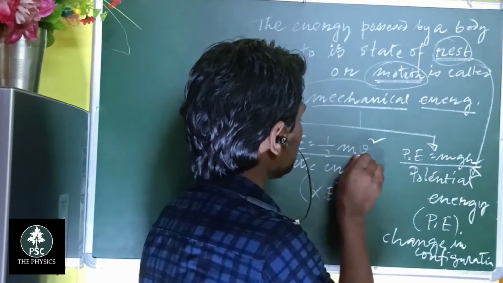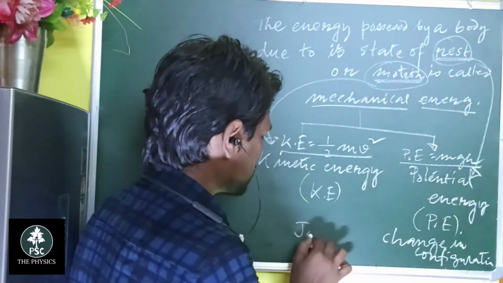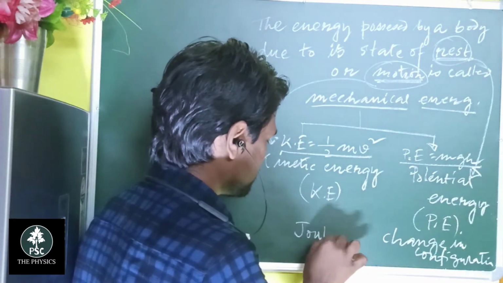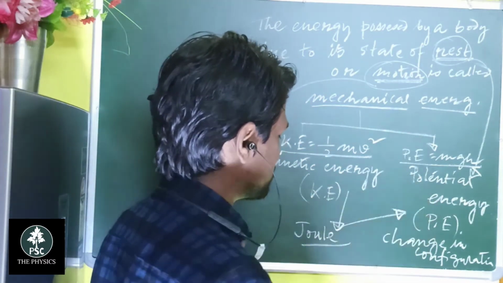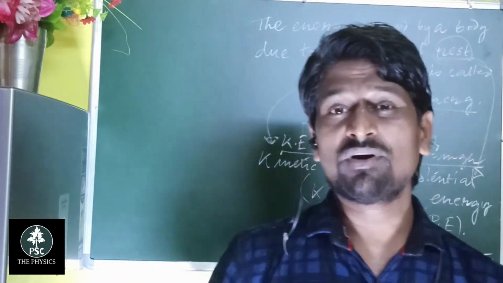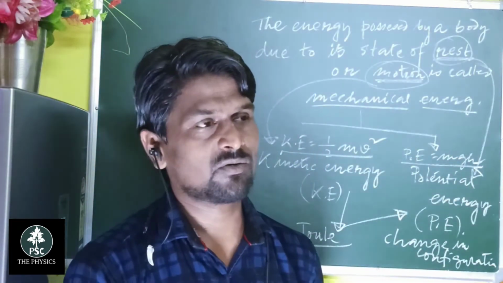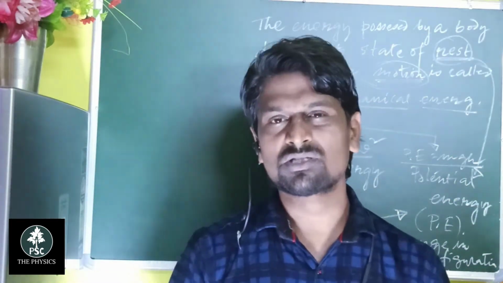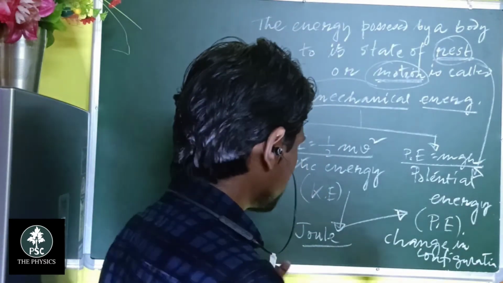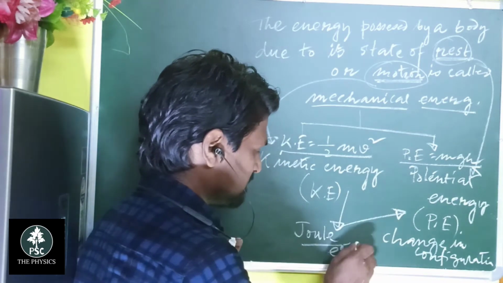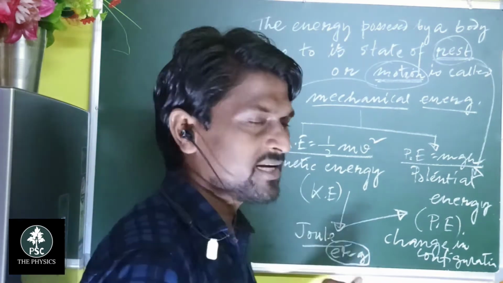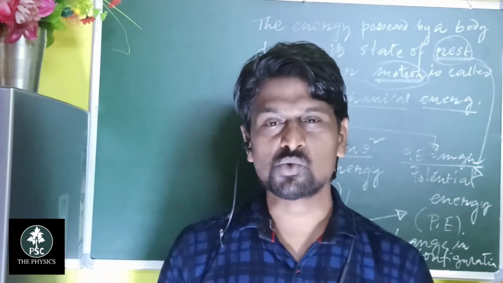The unit of energy is joule, for kinetic energy as well as potential energy. What is the SI unit of energy? You can write joule. Joule is the SI unit, and erg is also a unit. I already discussed the relationship between joule and erg.